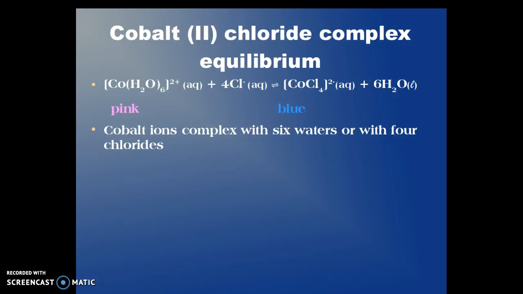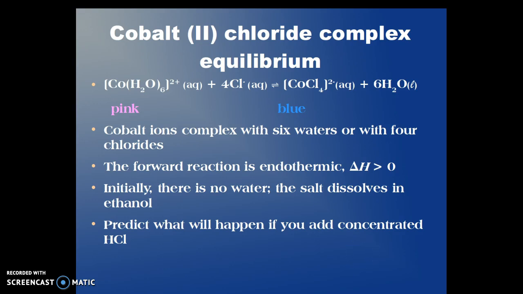Then you will examine the cobalt-2 chloride complex equilibrium, which we've shown you there. You've probably seen it in lecture. Cobalt ions complex with 6 waters or with 4 chlorides, forming ions. The forward reaction you see up on the screen, where the hexahydrate is reacting with chloride ions to form the cobalt chloride complex in water, that is endothermic. So delta H for this reaction, left to right, is positive.